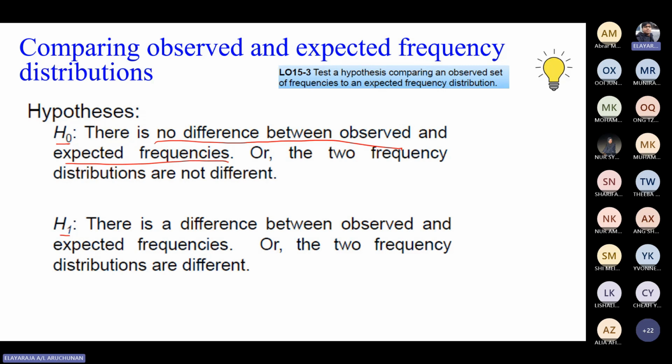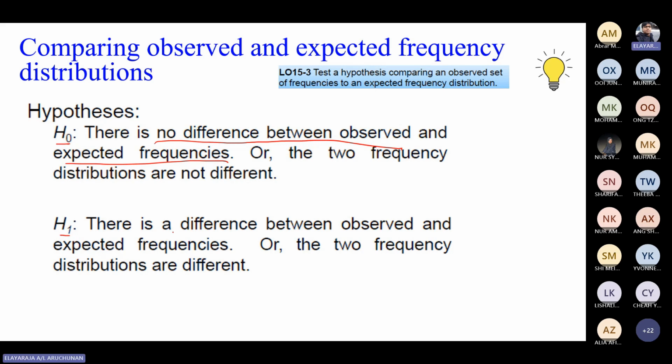That's the standard way we write the null hypothesis for an observed set and an expected frequency distribution. It says there is no difference between observed and expected frequency, which means the two frequency distributions are not different, so they are the same. That is usually how we state the null hypothesis when comparing observed and expected frequency distributions.